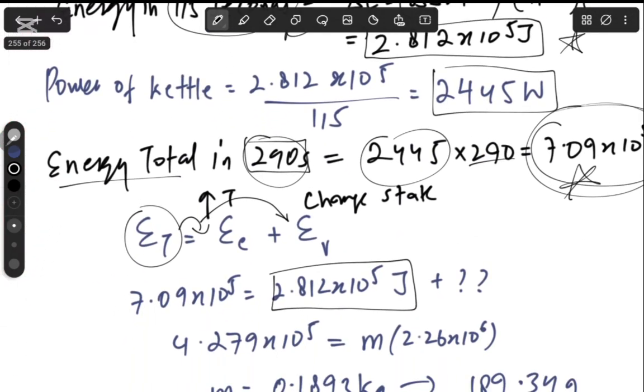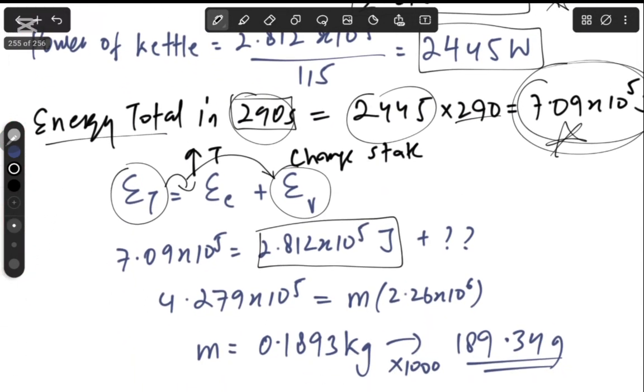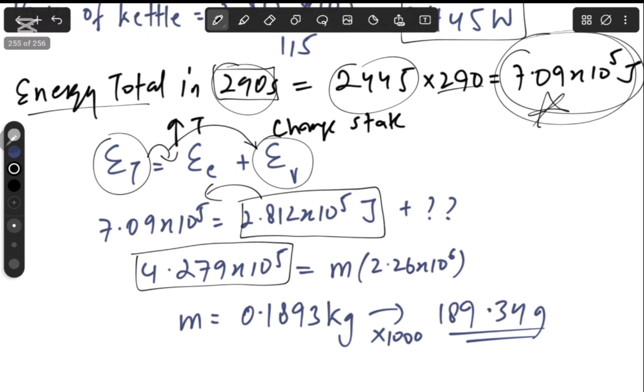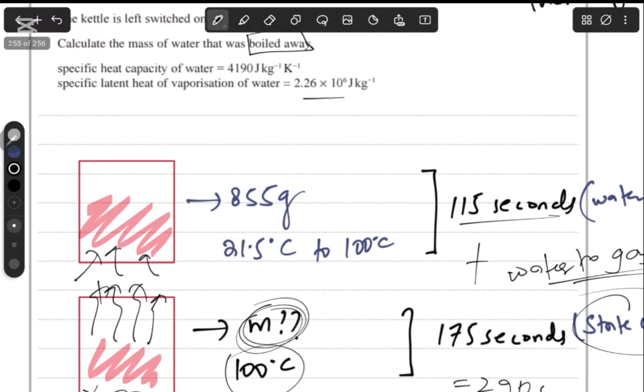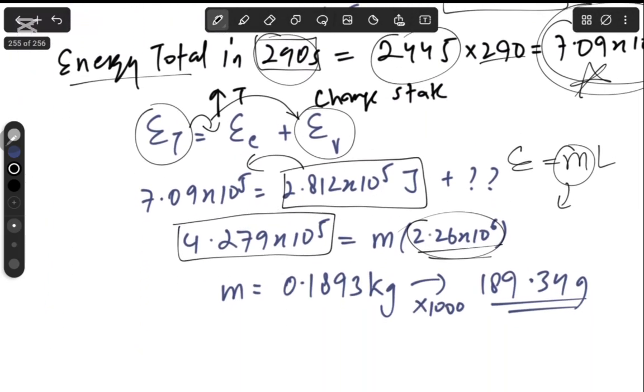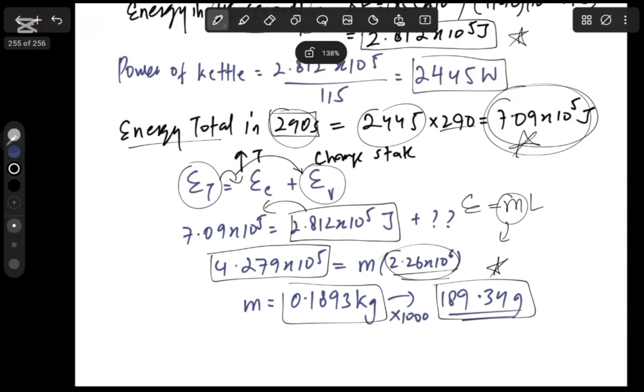Okay, so now I can find the energy for vaporization, which I can get by moving this to the other side. So I get this as the energy needed to vaporize water. And this energy needed to vaporize water, or change water's state, is equal to m times L, where m is the mass of the water that has changed its state. So then I can just use the value of the specific latent heat of vaporization, which is given above, and divide it on the other side to get 0.198 kg, which I can multiply by 1000 and get 198 grams. And that's my answer.